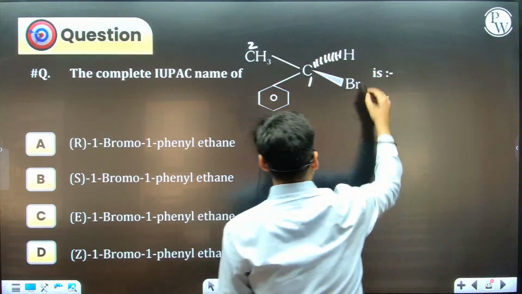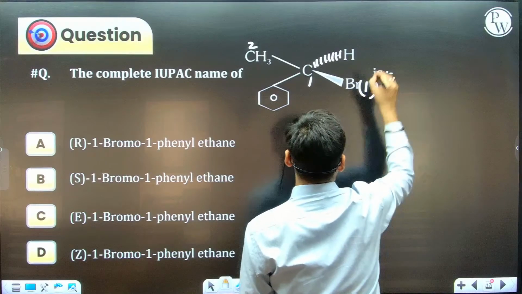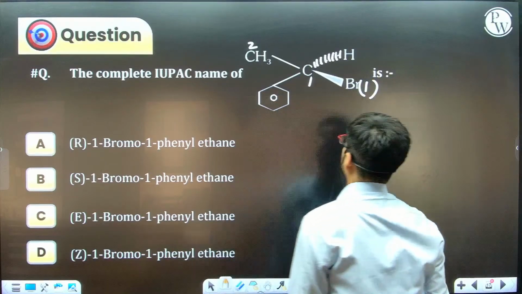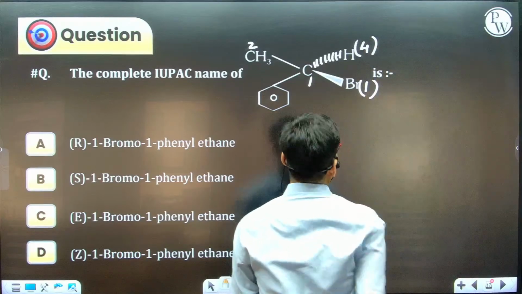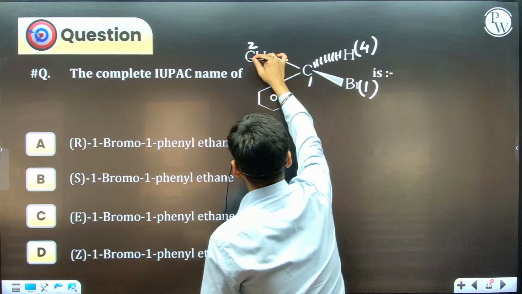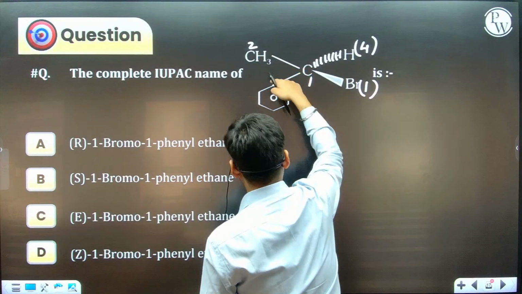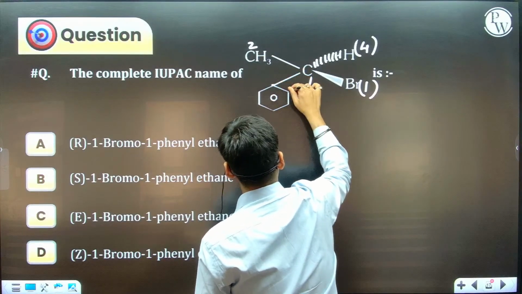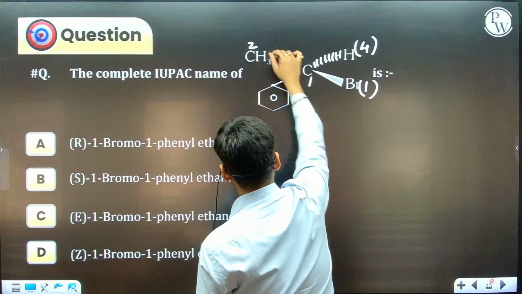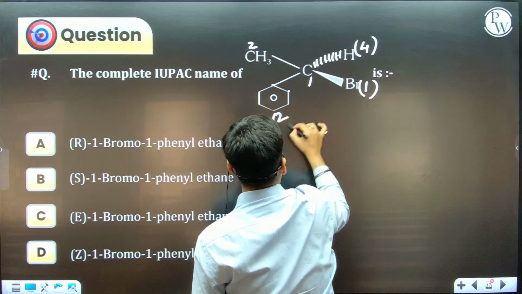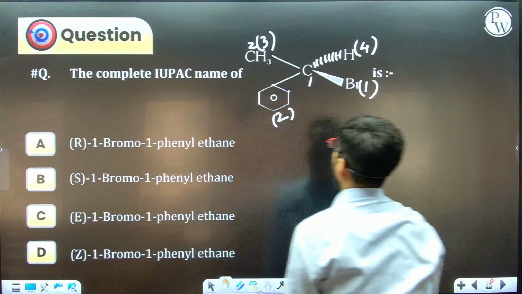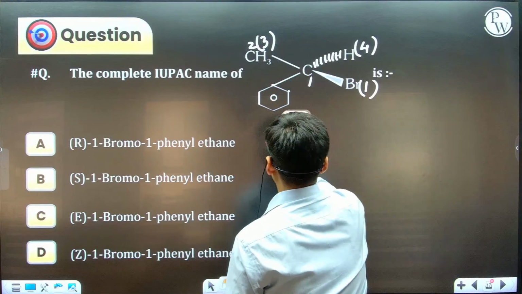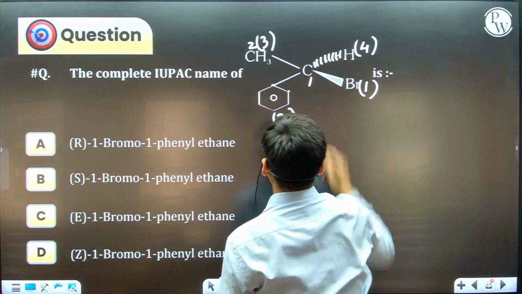These are the 4 atoms attached. The top priority will be given to bromine because the atomic number of bromine is the highest. The least priority will go to H. Then carbon and carbon. We can clearly see that this carbon is further attached to carbon, but here the carbon is attached to hydrogen. So this will have a higher priority. This is how I will get the order of priorities.